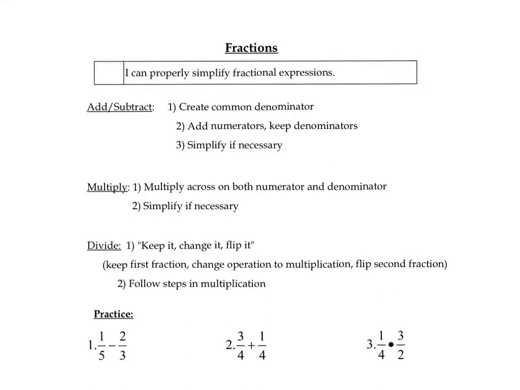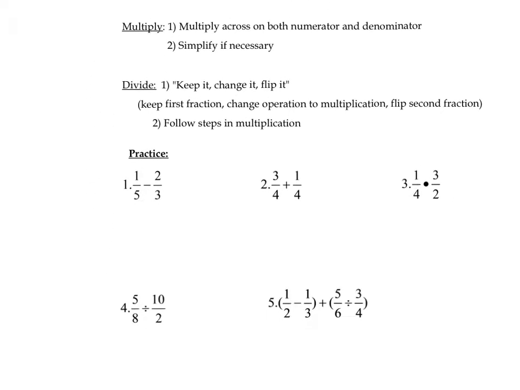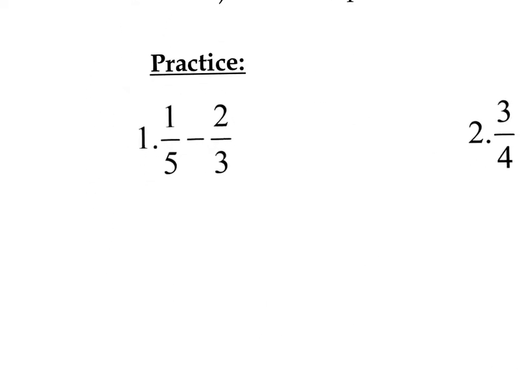So question number 1, we have 1/5 minus 2/3. Okay? So let me move my screen. When you subtract or add fractions, you have to find common denominator. And the common denominator here will be 15. So I'm going to multiply the first fraction by 3/3, and the second fraction I will multiply by 5/5. And I can do this because technically 5/5 is 1, so I'm multiplying by 1.